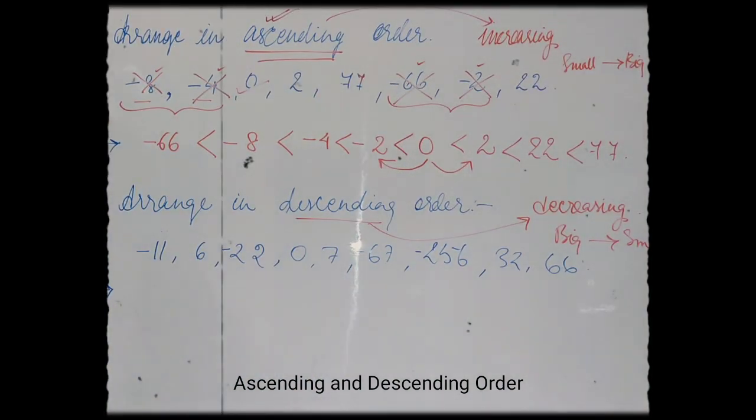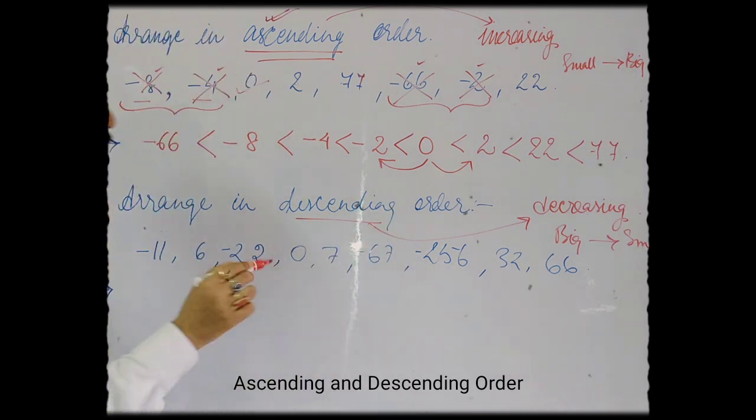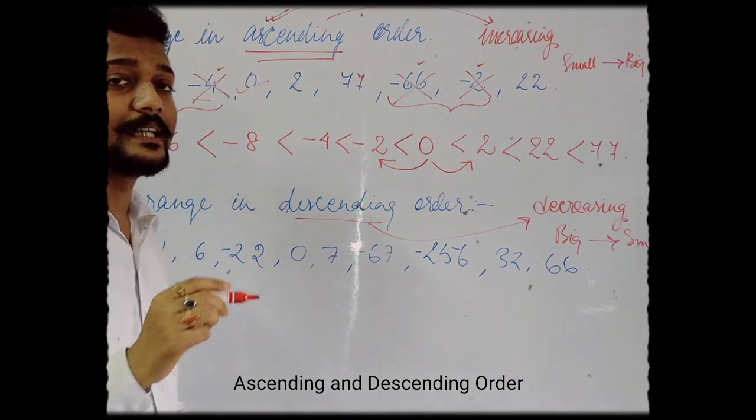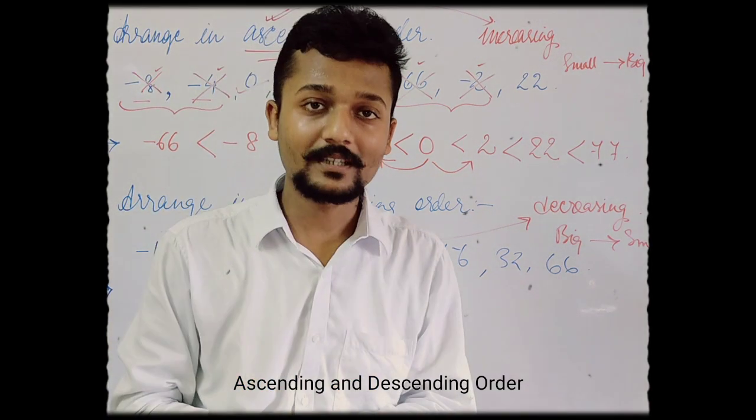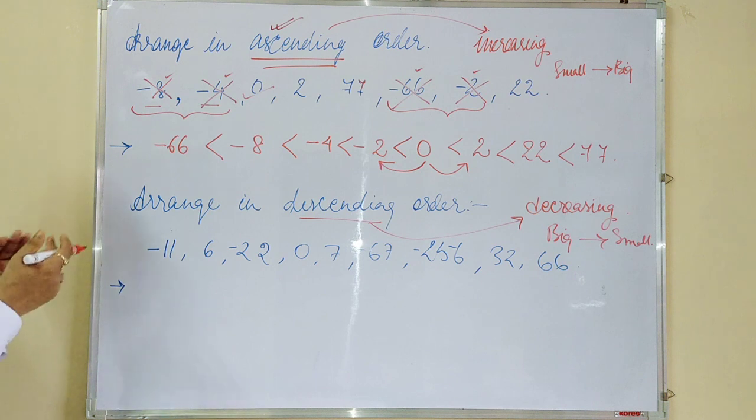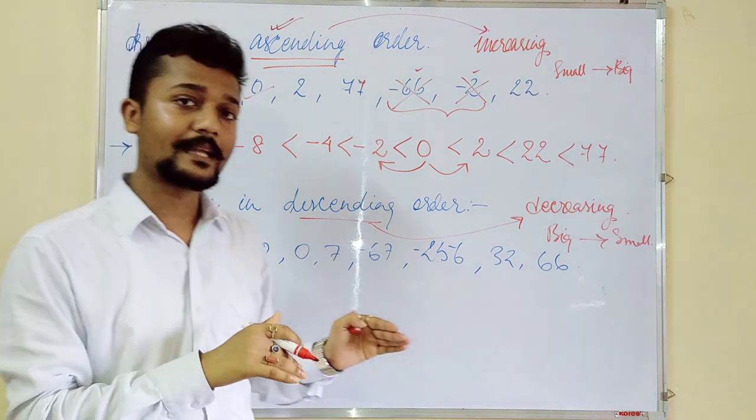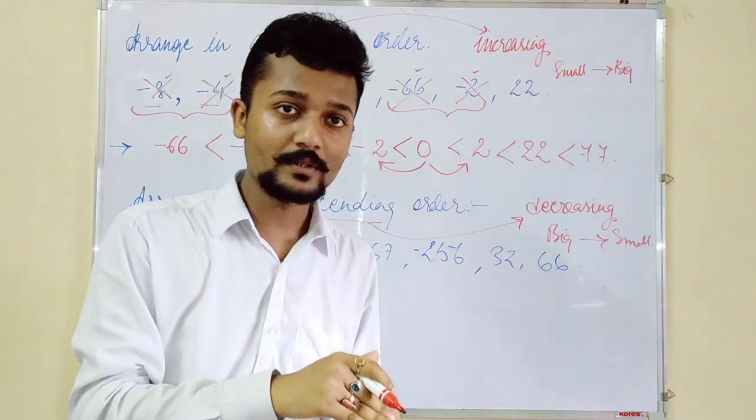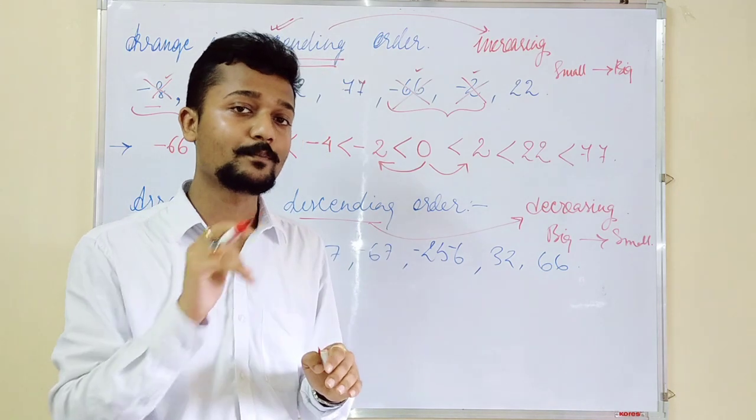Okay. Next is descending order. So in descending order, what happens? We take the greater number first and then so on. So which is the greater number? It is quite simple to understand that negative numbers or negative integers are smaller than positive integers.